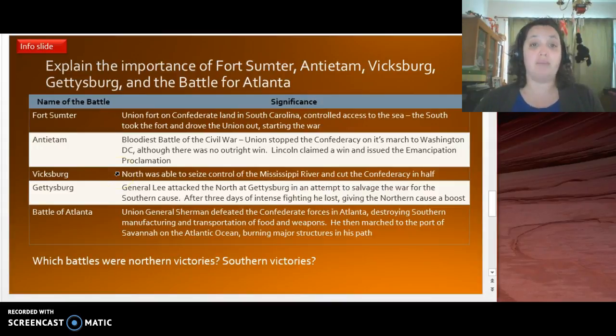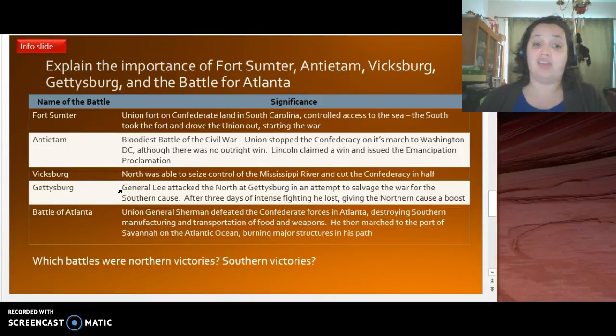Vicksburg was a battle where the North was able to seize control of the Mississippi River. The South was using Vicksburg kind of as a hub. They were sending supplies back and forth. And remember, the West is where the majority of the foodstuffs were grown. So most of the food is coming in through the Mississippi River. Well, with Vicksburg, the North basically surrounds the city and just starves them out. And so the city gives up and they're able to take it over, and it just cuts the Confederacy in half because now you can't get those Western supplies over to the other side.